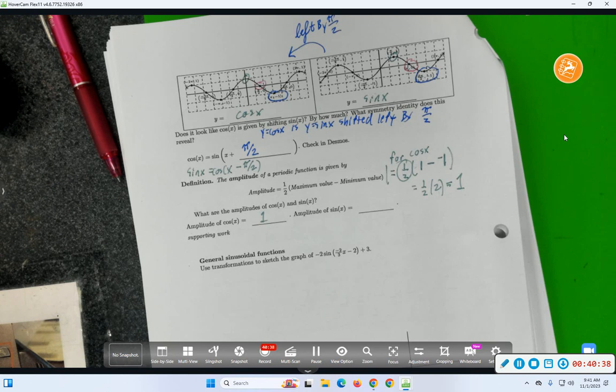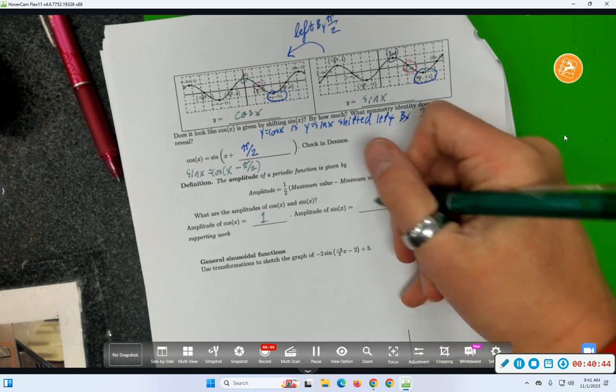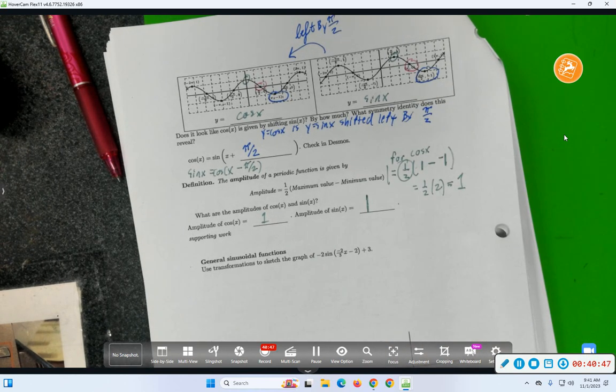Same question for sine. What's the amplitude of sine of x? 1? Nice. By the exact same work: max value is 1, min value is negative 1, 1 minus negative 1 is 2. Divide that by 2 to get 1.